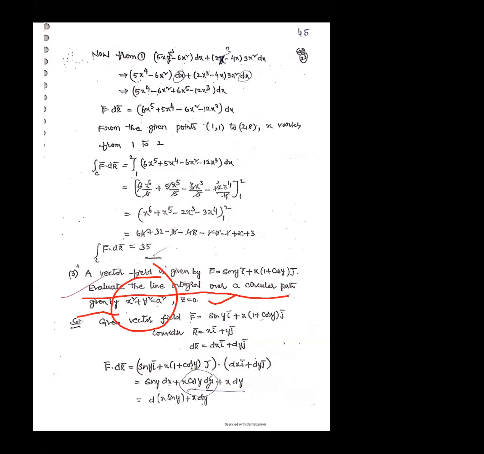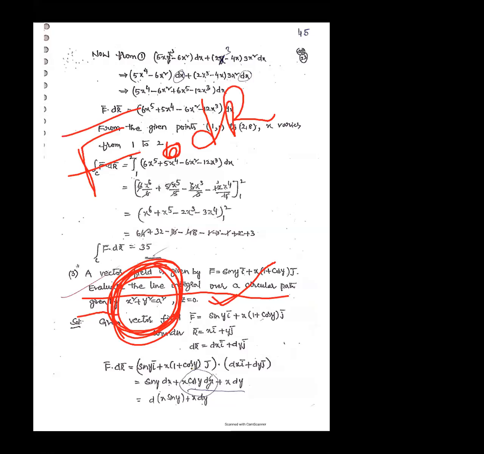Here we require a diagram, because x square plus y square equals a square is the equation of a circle. So we take the circle equation at z equal to 0, in the xy plane, where automatically z equals 0. First of all, we write the line integral formula: the line integral of F bar dot dr bar. F bar is already given in the statement of the problem, that is sin y into i bar plus x into (1 plus cos y) into j bar. We find dr bar.